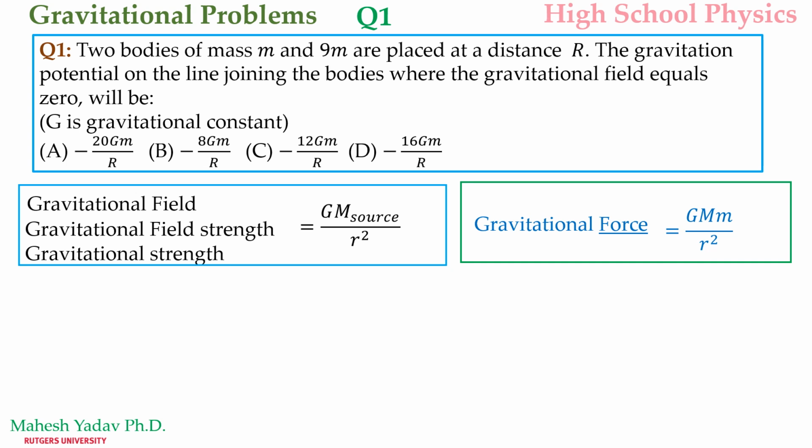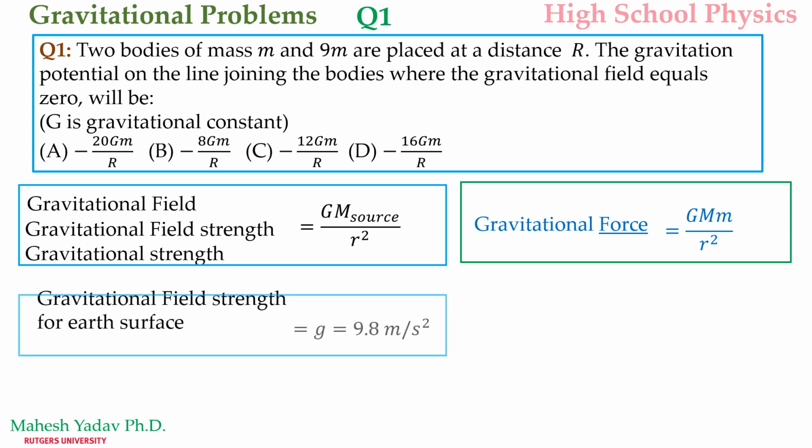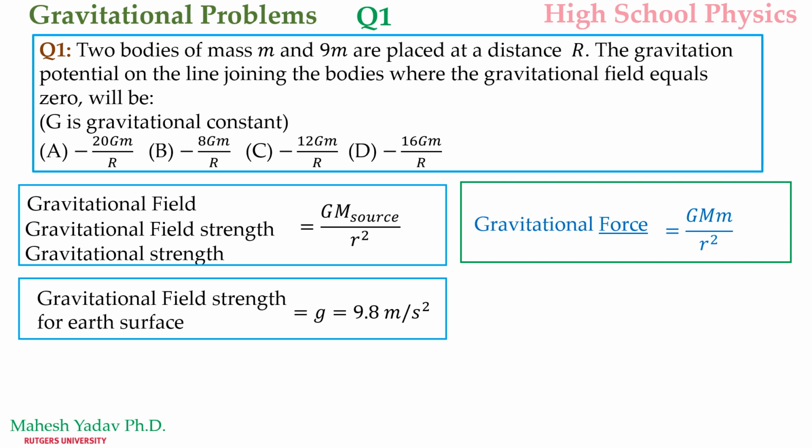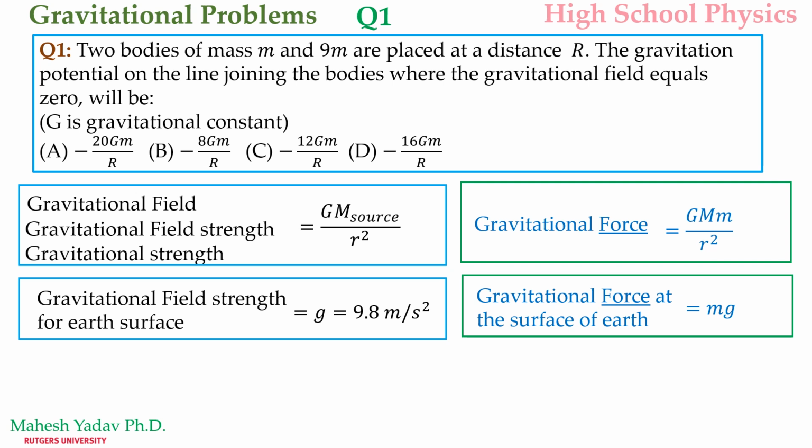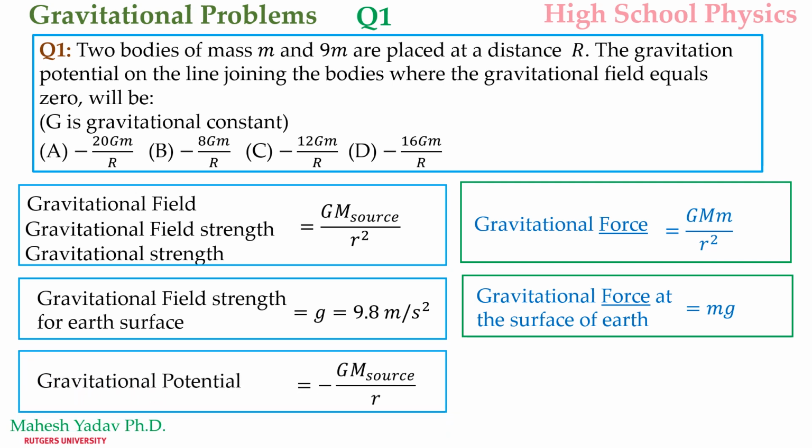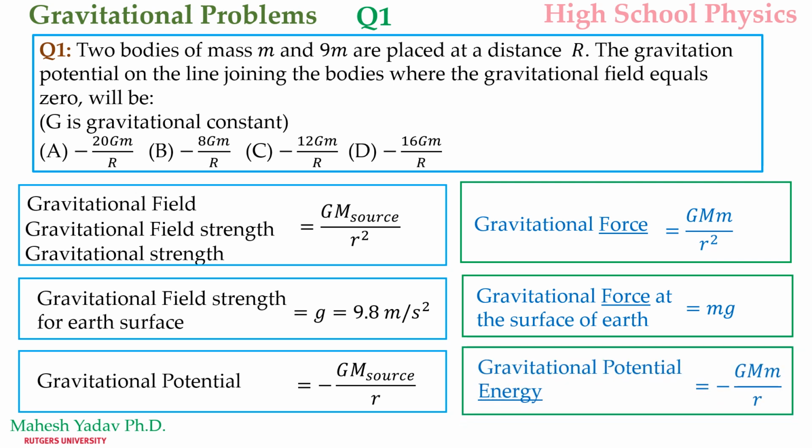What if I tell you that you know the gravitation field strength at the surface of Earth all along? It is nothing but g, which is 9.8 meter per second squared. Corresponding to it, when you multiply the other mass, we get the gravitation force at the surface of Earth, which you are very familiar with. It is m times g. Now, the last one, gravitational potential, is given by negative G times mass of the source divided by r, not r squared. When you multiply by the other mass, it gives you the potential energy. It is minus GM times other mass divided by r. With this knowledge, it is easier to solve this problem.